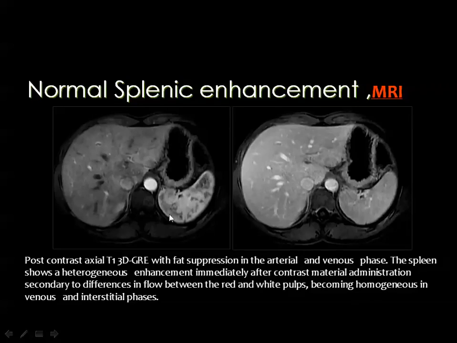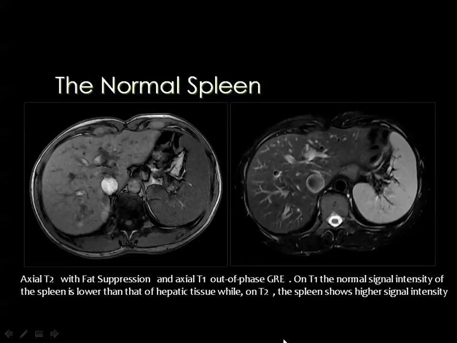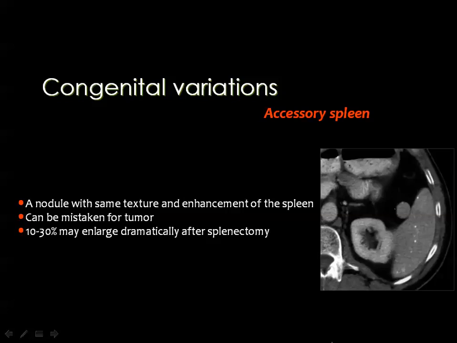In the arterial phase of the dynamic study, you get a mottled appearance of the spleen due to inadequate or inhomogeneous enhancement of the sinusoids. Then in the portal phase and the delayed phase, you get homogeneous enhancement of the spleen, and this is considered normal. The normal spleen will appear of relative low signal in the T1 weighted image, and it will show increased signal in the T2 weighted images, as you can see in this example.